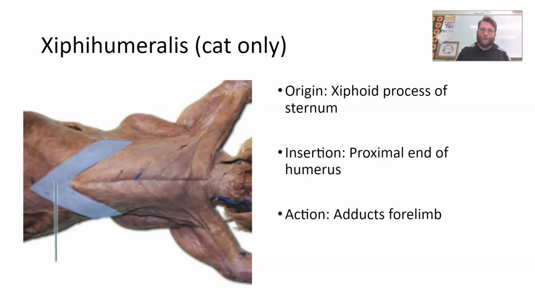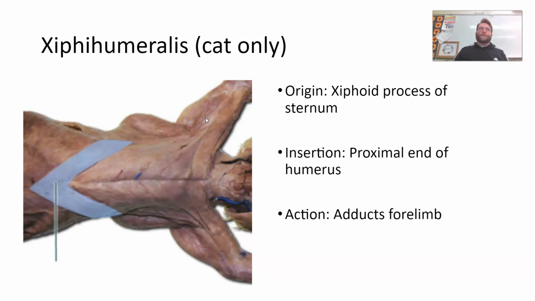So for the xiphihumeralis, if you think about its name, xiphi referring to the xiphoid process of the sternum, that's where it's going to begin, its origin. So if you look here on this image, it's going to be at the very bottom of the sternum. And then it's going to insert on the proximal end of the humerus. So it actually goes up and around to this part of the humerus up here.